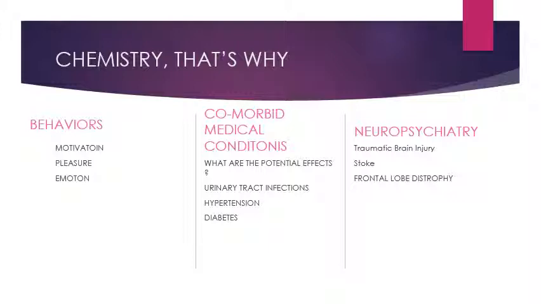And on the more severe level, it can even jump into the realm of neuropsychiatry. If you have a traumatic brain injury or a stroke, frontal lobe dystrophy, these are all things that can have a severe impact on someone's behavior. Like a person with frontal lobe dystrophy, I had a patient that had that before, and this guy had a great life. He was high functioning, everything was fine. And then he developed this, and he started behaving in ways that were ridiculous. It made absolutely no sense.